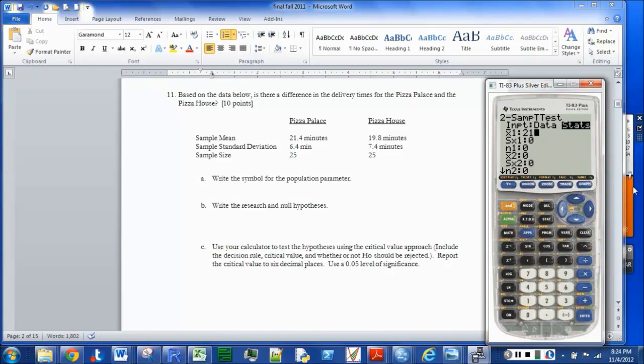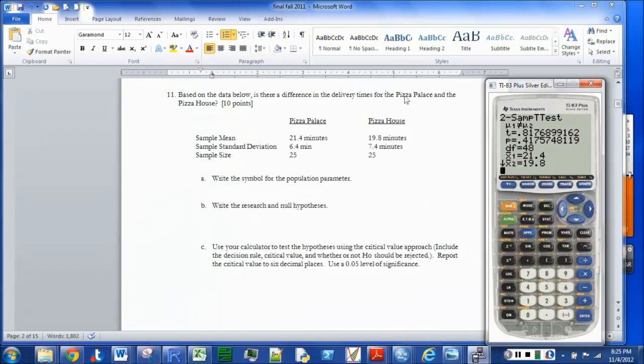So for the first group, 21.4, 6.4. You are entering standard deviations, not variances here. And 25. And 19.8, 7.4, 25. Not equal to. And pooled. Then just hit calculate.